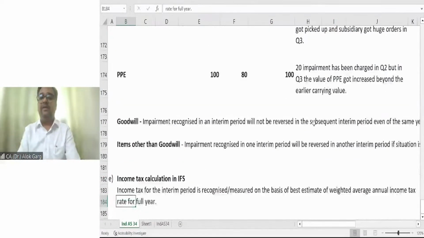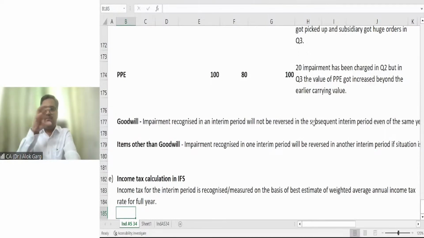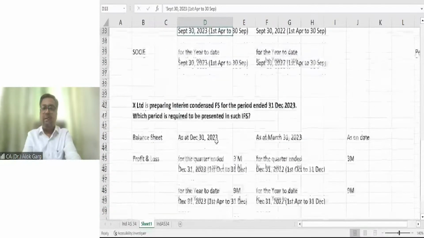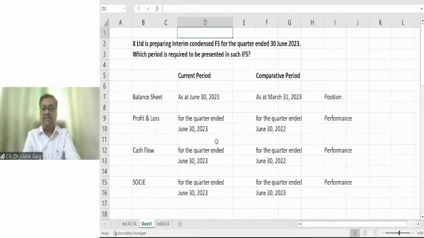Income tax calculation in interim financial statement, it says that income tax needs to be calculated on the basis of the weighted average rate for the full year. And what is the weighted average rate for the full year? Expected income tax for the full year divided by expected income for the full year. This gives you the weighted average rate. I have discussed in detail the period of the financial statement which is required to be presented, right?